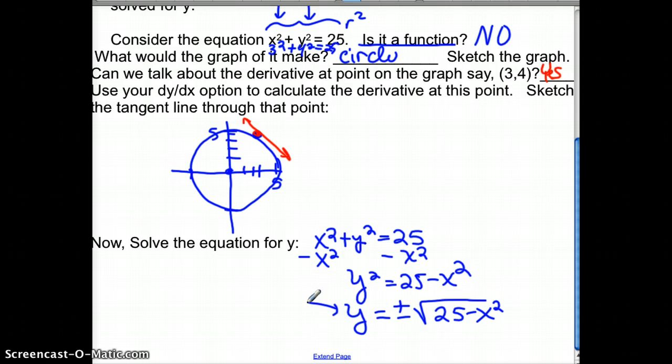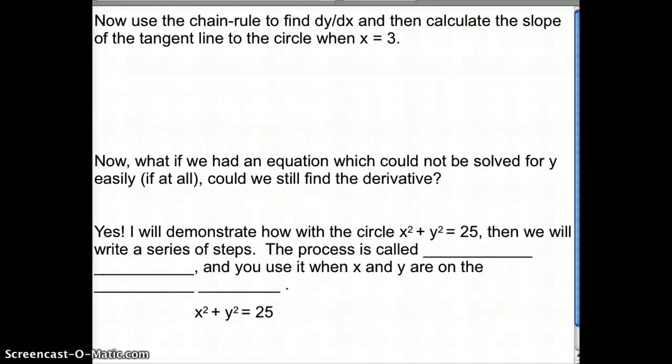And that plus or minus is what is again causing me to break the test for whether it's a function or not. For every x value, I have 2 y values. And you can see at 3, I also hit down here, which means, well, there's another tangent line down there at 3, negative 4. So what I'm going to do here is go to the next page.